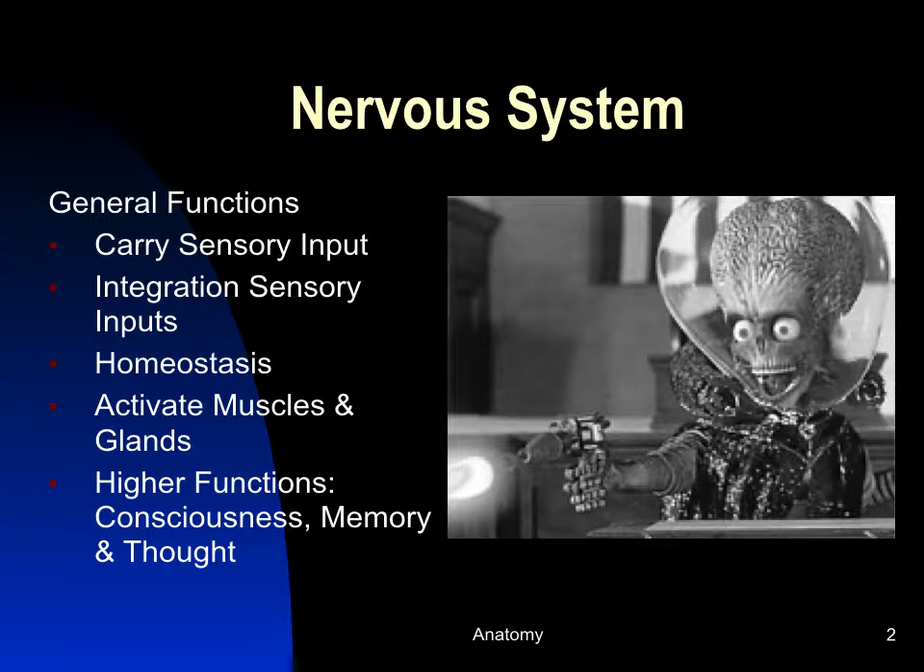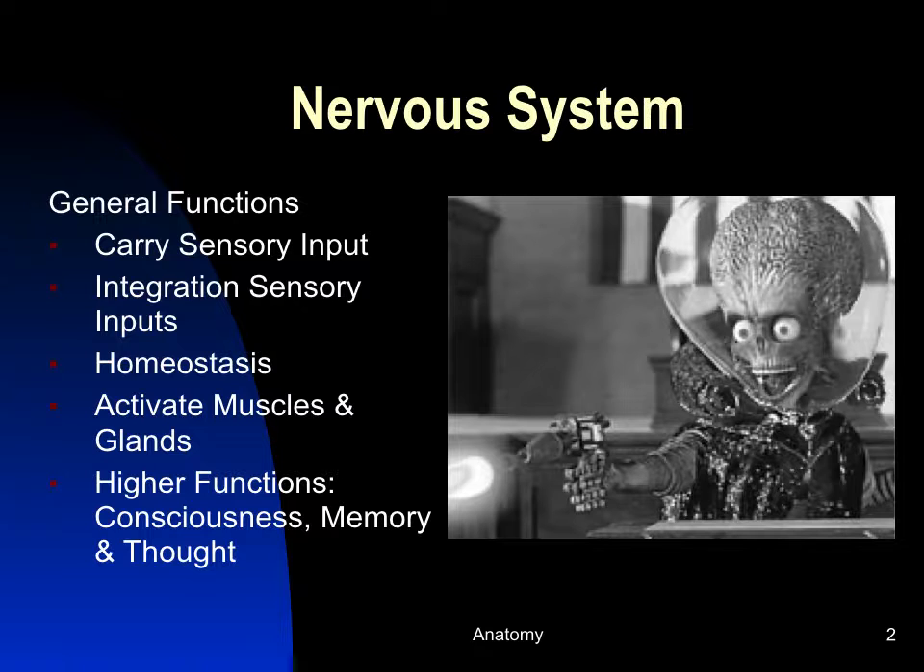So, the nervous system carries sensory information from sense organs and sensory receptor cells to somewhere in the central nervous system, either the brain, the spinal cord, or sometimes even in other structures like nerve tissue in the gut. So it carries sensory input.